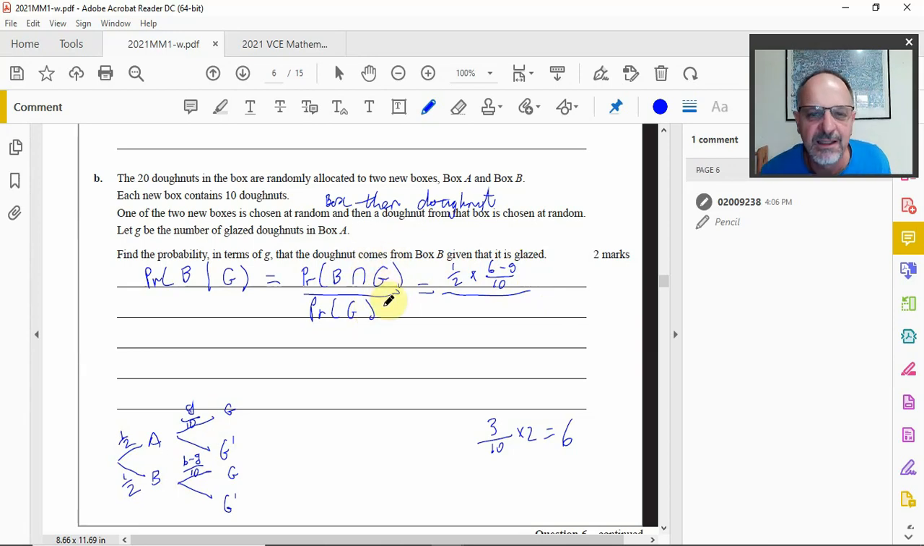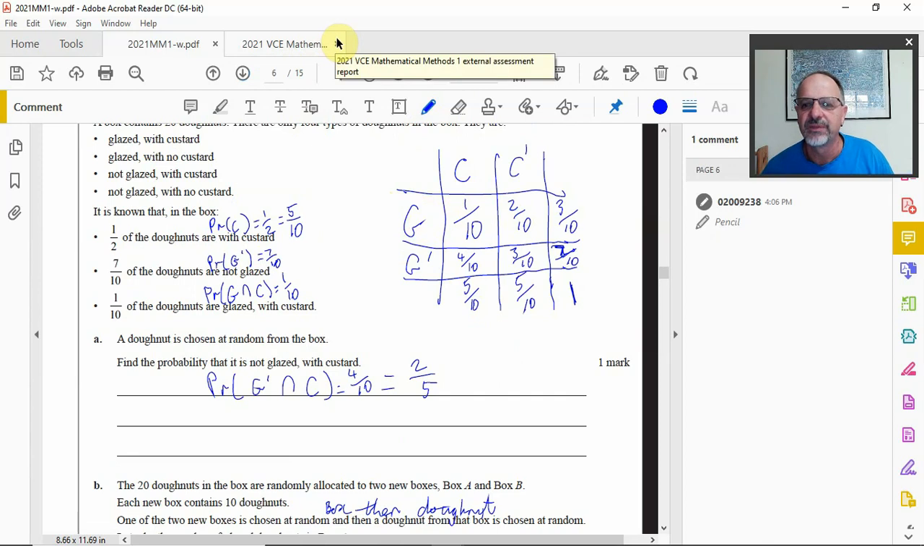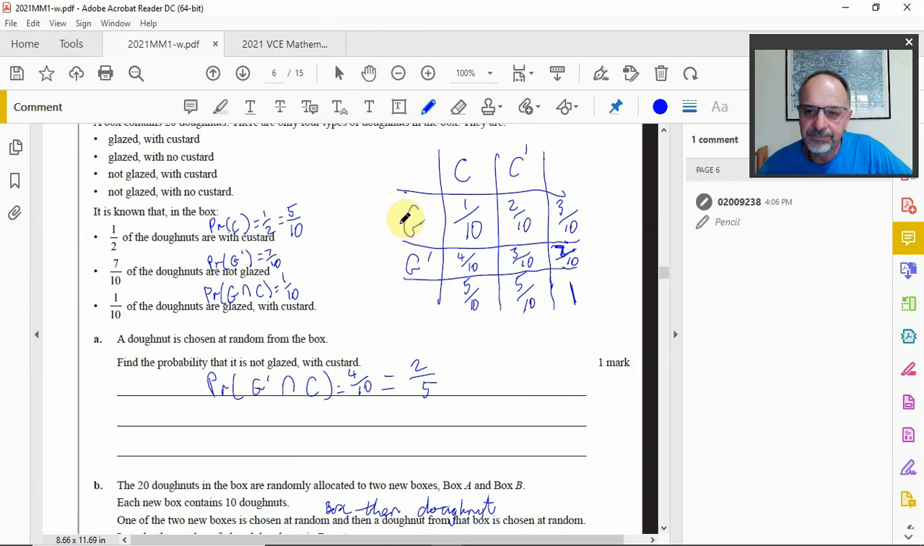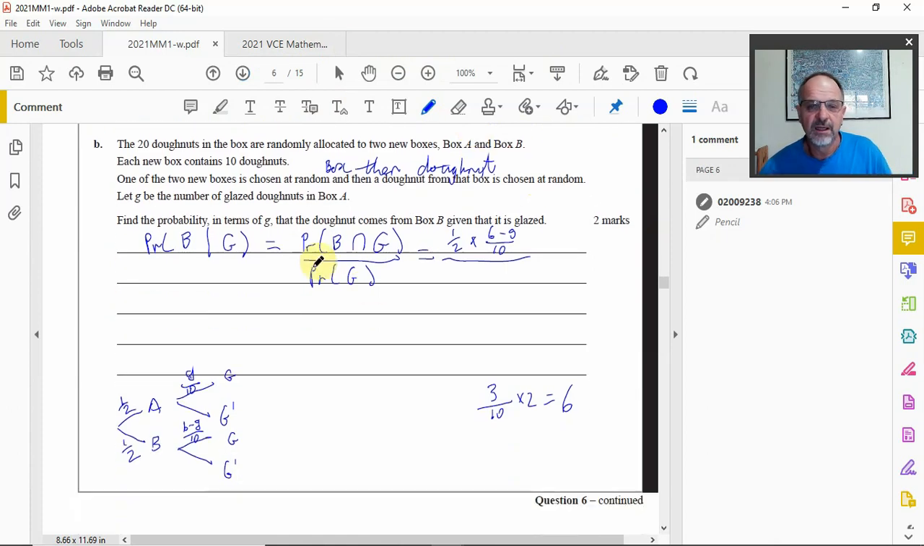Now the probability that a donut is glazed, when we come back up to here, is this. Of those 20 we started with, we've just split those 20 into 2 boxes. So the probability that any donut in those 2 boxes is glazed is 3/10. And so that's this probability here. So the probability that it's glazed is 3/10.